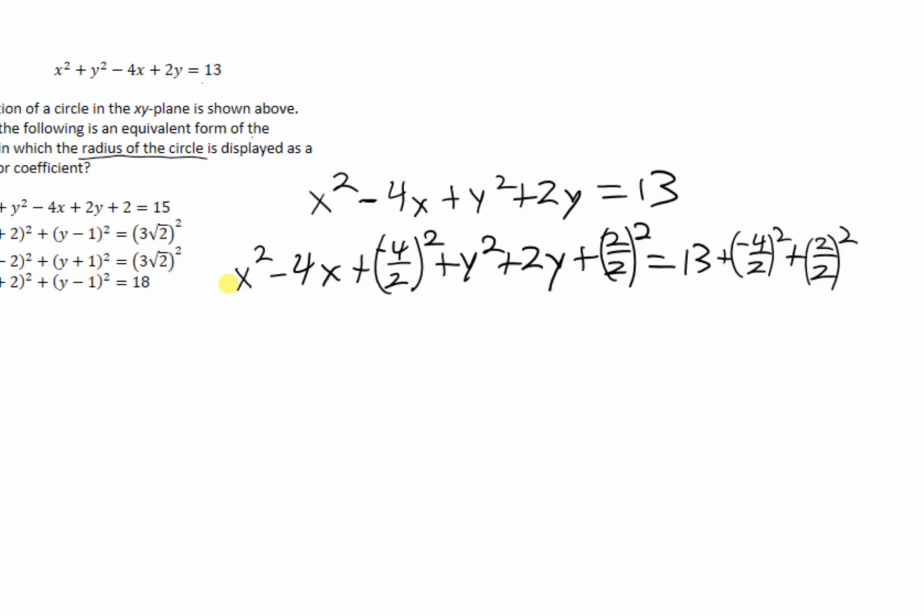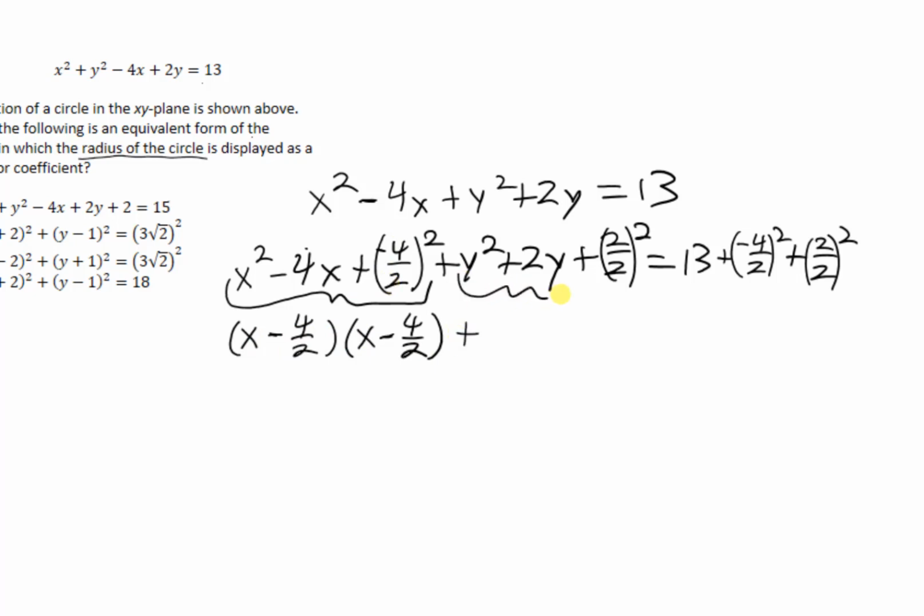Now I need to do my two factorings. So I'll start with the x's. I need two numbers that add to equal negative 4 and multiply to equal negative 4 halves squared. And of course, as always, that's just going to be filled nicely by negative 4 halves. So x minus 4 halves, those are going to work out. And by the way, if you don't understand that, go ahead and check that it does actually work.